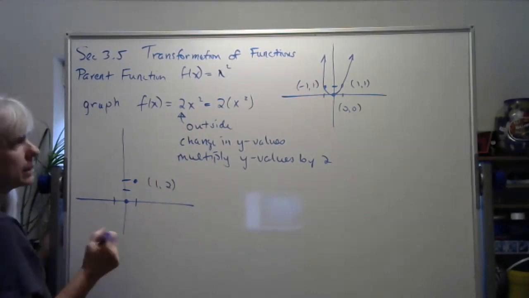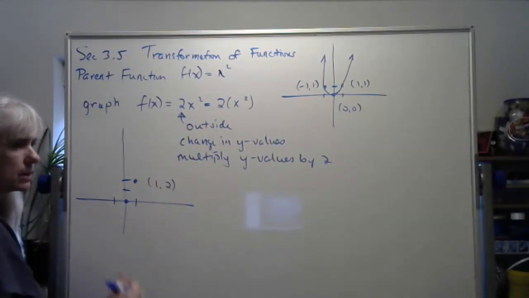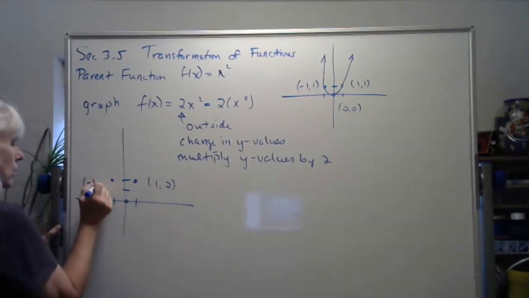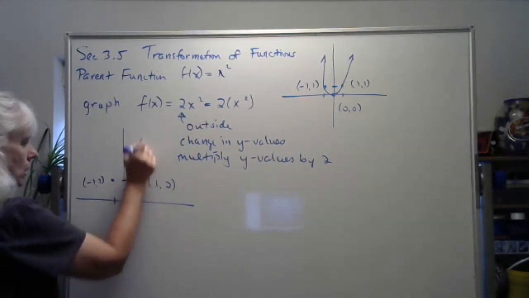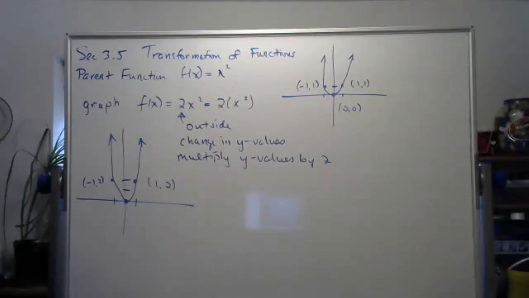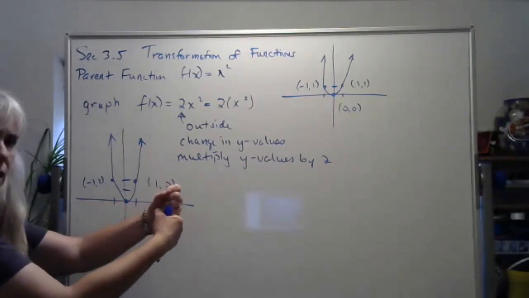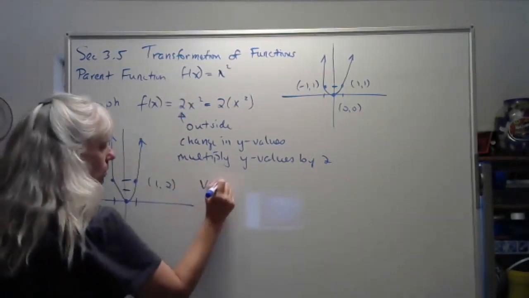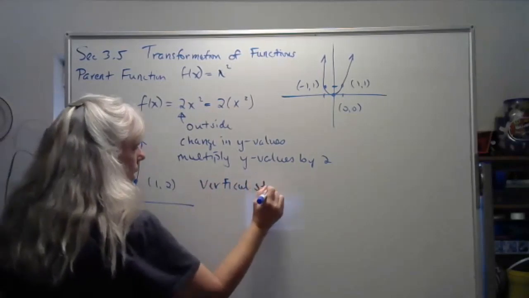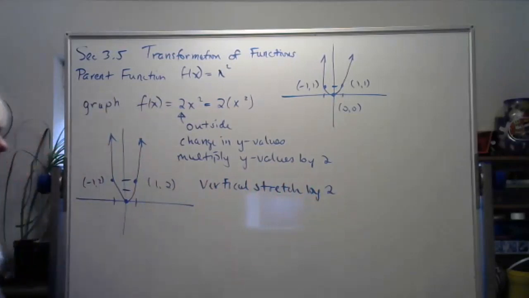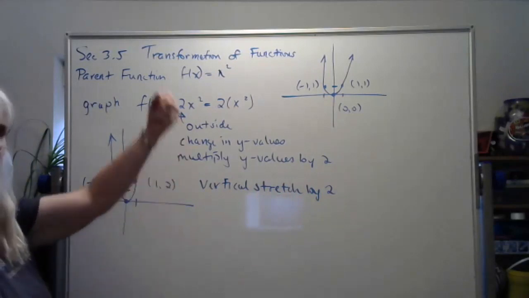On the other side, if we plug in a negative 1, squared is a positive 1. Multiplied by the 2, again, gives me a 2. So I have negative 1, 2. So when I compare the two of them, what I should notice is that in terms of the y direction, it's been stretched. So this is what we call a vertical stretch by 2. So you're simply coming in and taking this picture and stretching it in the y direction.